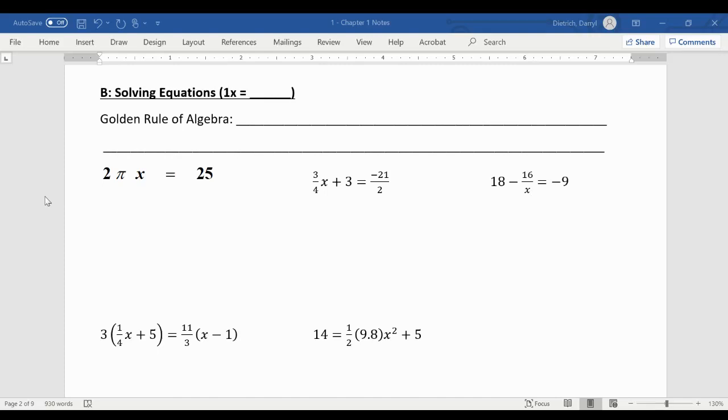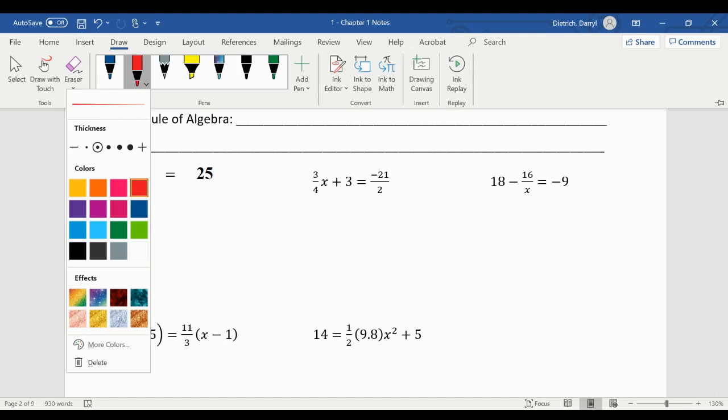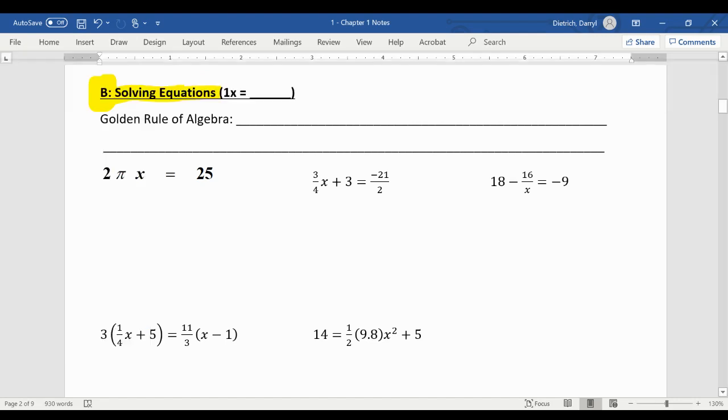In this video, we'll continue looking at building our mathematical toolkit. This time, moving on to section B, where we will be solving equations. Now, when we say solving equations, our end goal is to solve for 1x is equal to something. That's 1x equal to something. So it's going to be 1x equal to some value, okay?